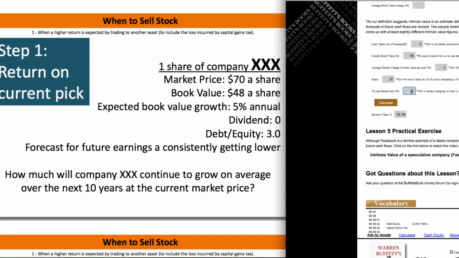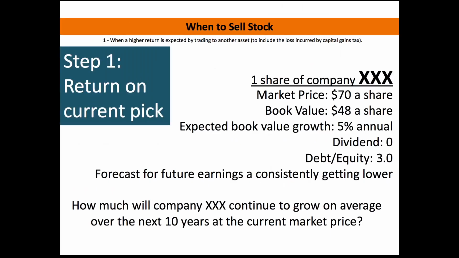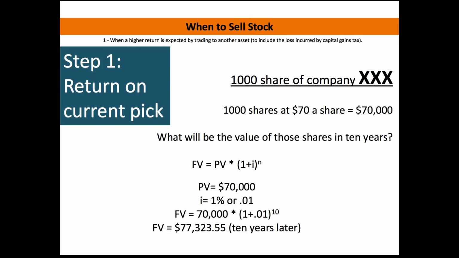And since we put 1% in there, that's how much we're going to make if we continue to hold company XXX over the next 10 years. So annually, you're going to make 1% if you continue to hold this company. So that's some pretty bad returns. That's something that you're definitely going to want to try to move out of if you have an asset like that. So to answer our question on the bottom, we're going to make a 1% return annually over the next 10 years.